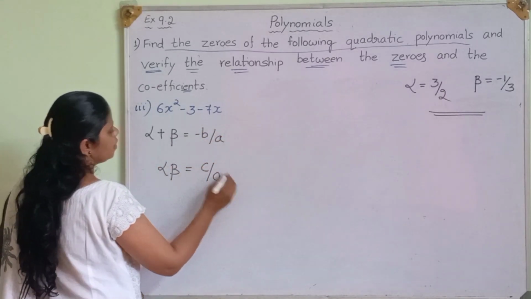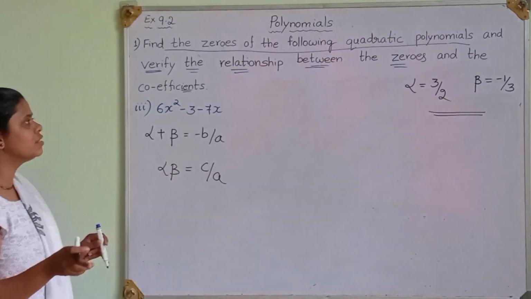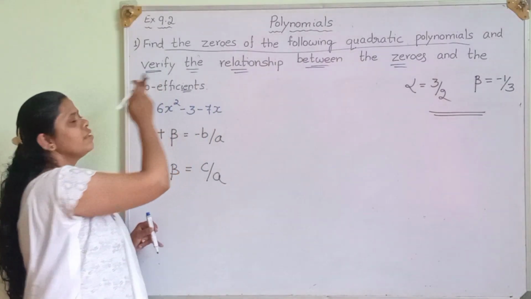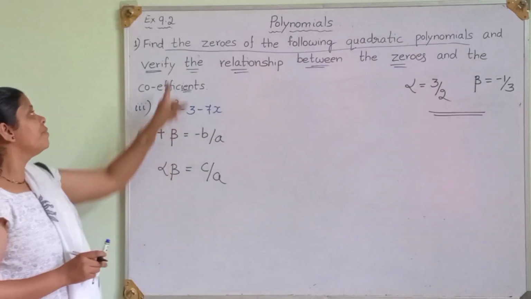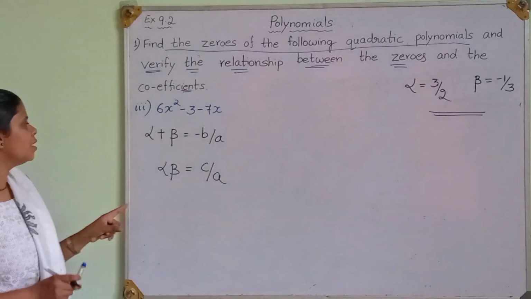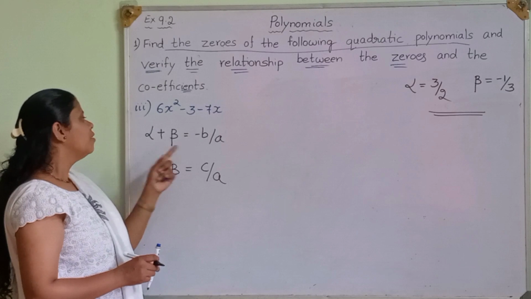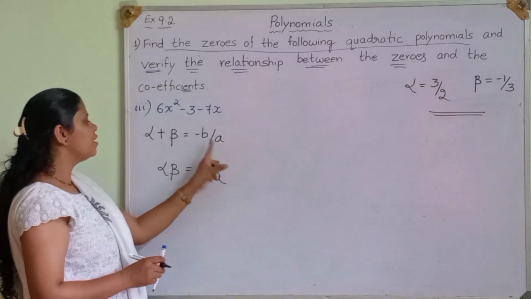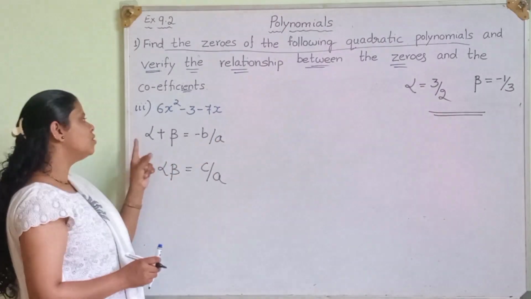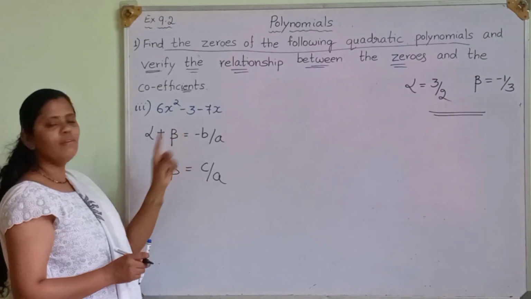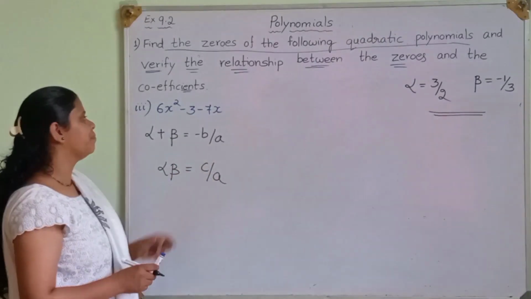These are the two formulas which show the relationship between zeros and the coefficients. But here we have to verify this. Before that, let us write the values of a, b and c. We know the values of alpha and beta. Now let us write the values of a, b, c.